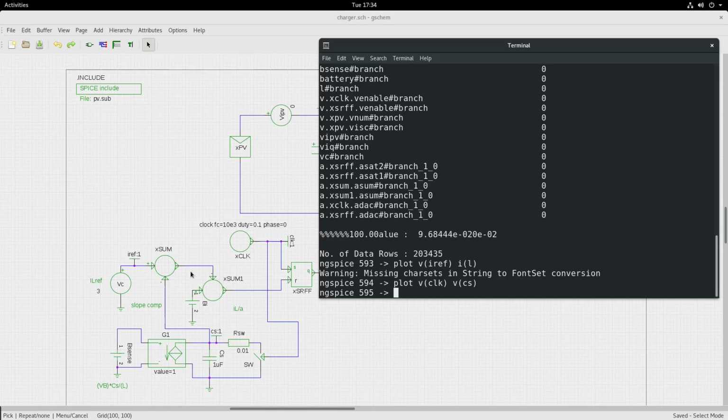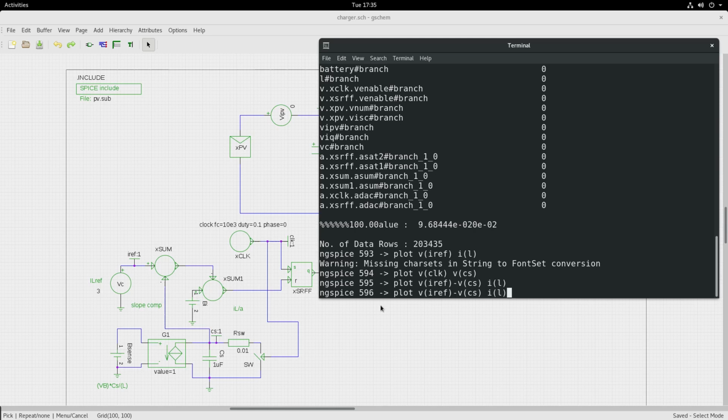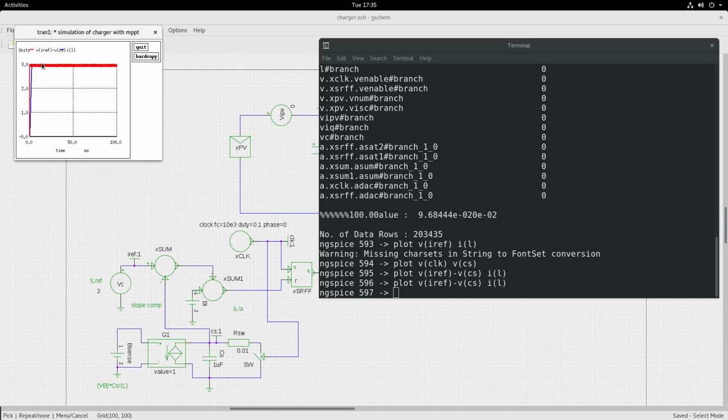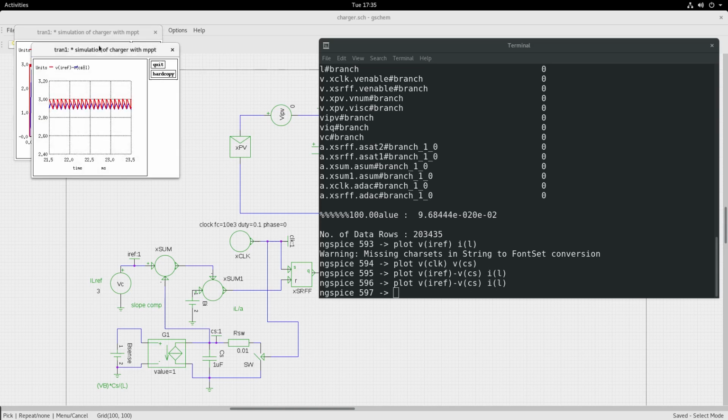Let us now see this modified IL reference, that is the slope compensated reference, which is the IL ref minus I slope, and compare it with the inductor current IL. So let me plot the difference between these two and the IL. So it will appear something like that. Let us take a very narrow region so that we will be able to zoom it like that.